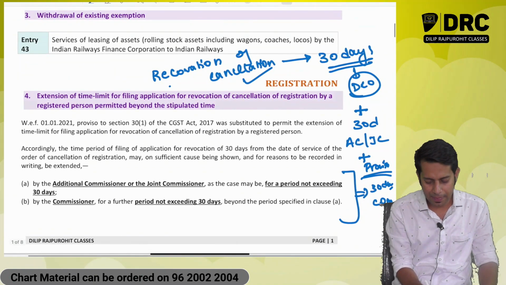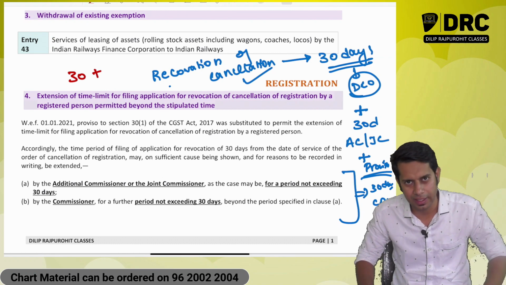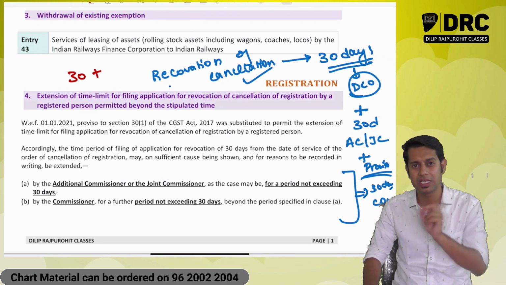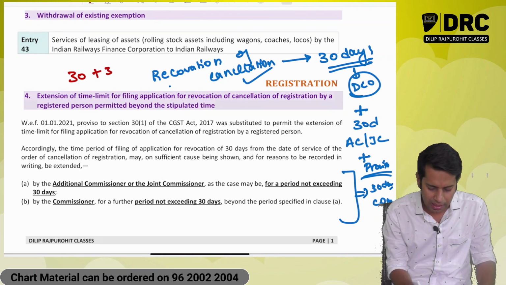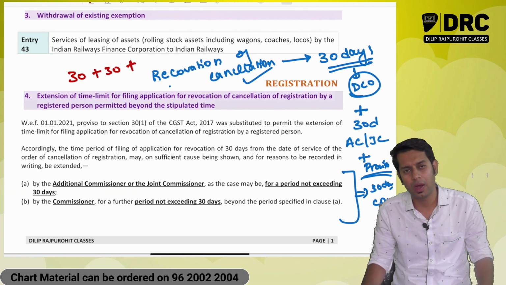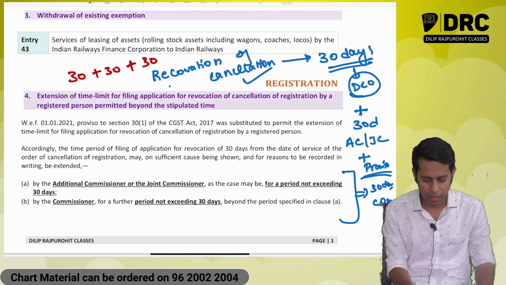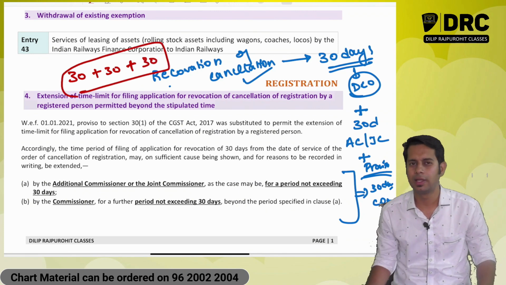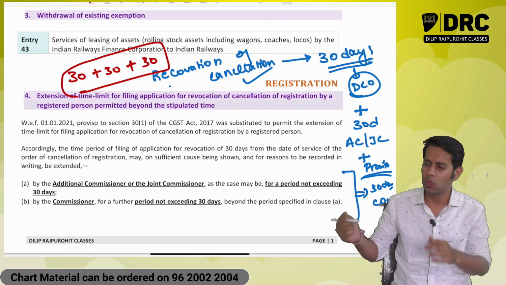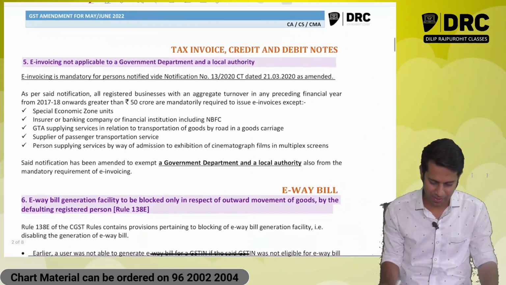So normally the limit is 30 days. I should apply for revocation within 30 days. This can be extended by the Additional Commissioner or Joint Commissioner by 30 more days. Sir, what if I am not able to revoke within this time also? Then you can go to the Commissioner. He will give you an extension of 30 more days. So there are two provisos which have been introduced. Only one small amendment which they have made.